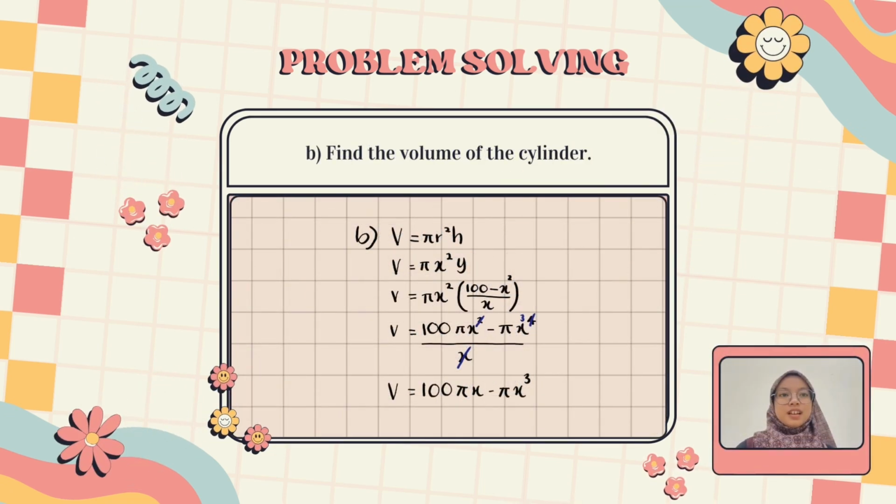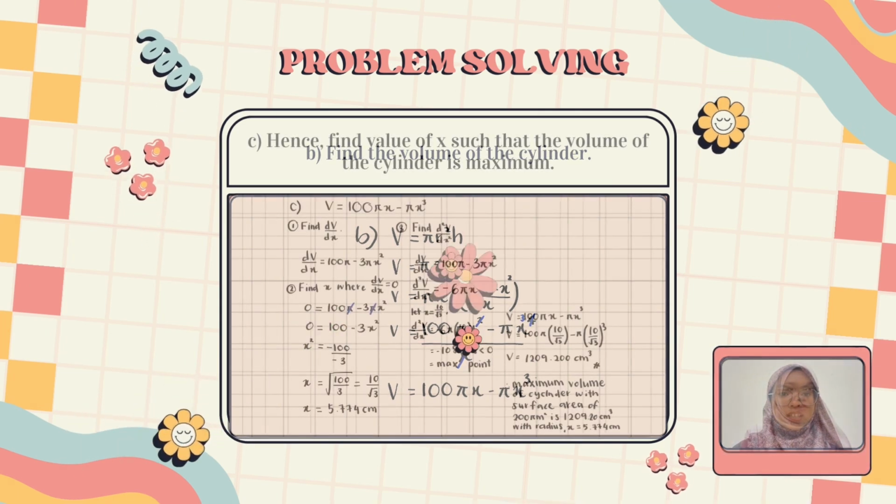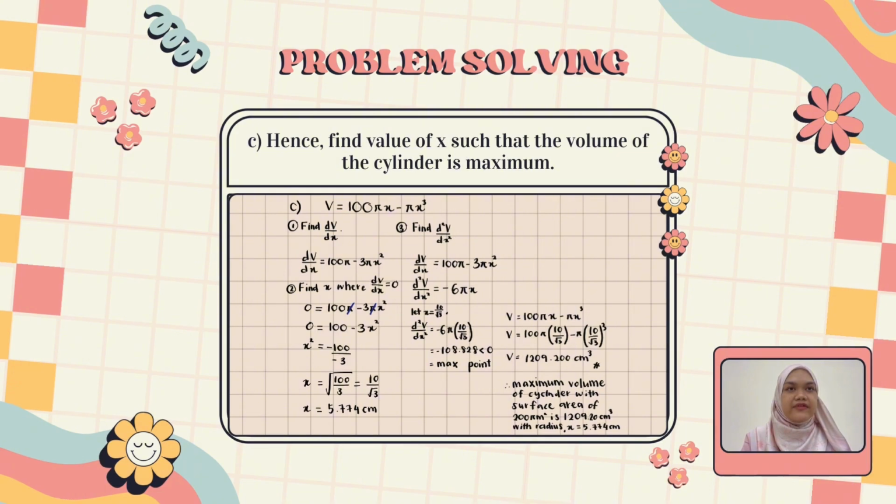Question B asks us to find the volume of the cylinder. To answer this question, we need to find first the formula for volume of the cylinder, which is pi r square h. And then we just substitute the h with y, which is 100 minus x square over x. And then the volume that we get is 100 pi x square minus pi x power of 4 divided by x. And then the final answer for volume of the cylinder is 100 pi x minus pi x cube.